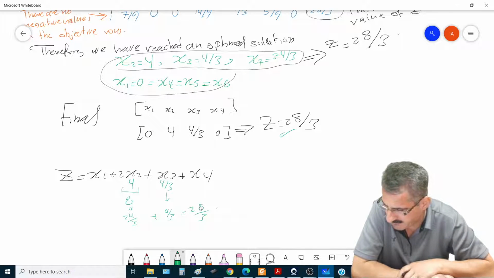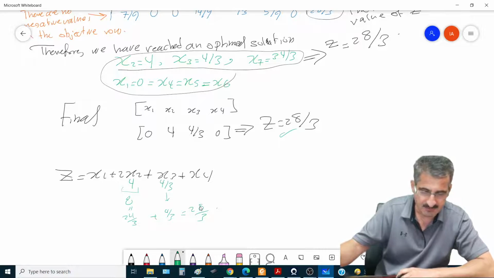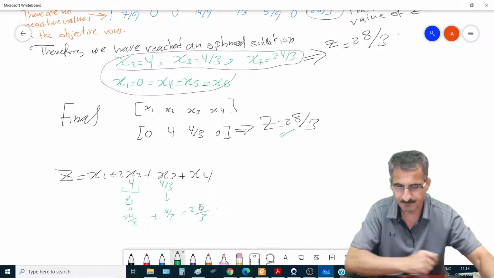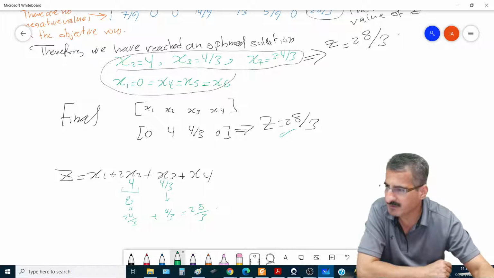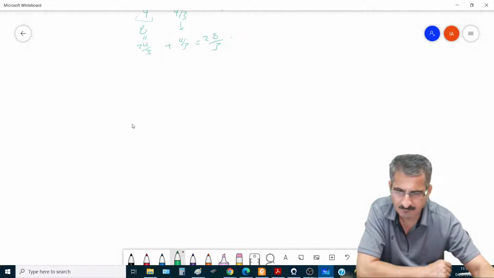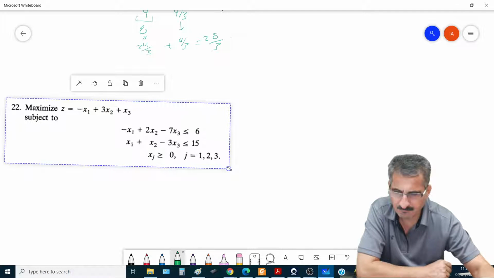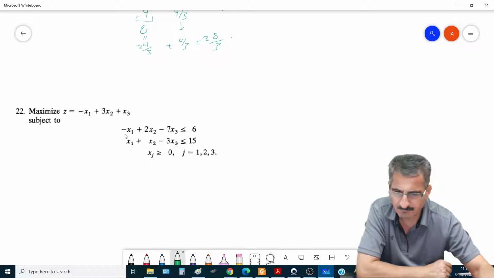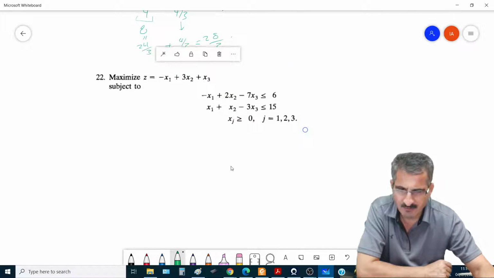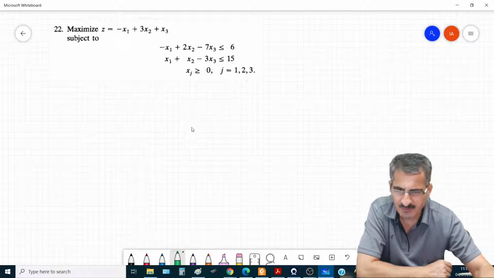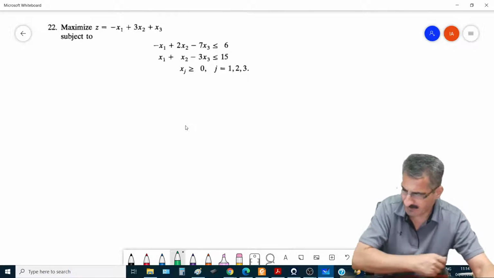And this will happen in exercise 22. So let us copy that. Let us go to the book and bring exercise 22 here. Okay, exercise 22. So let us do it quickly. I will abbreviate.